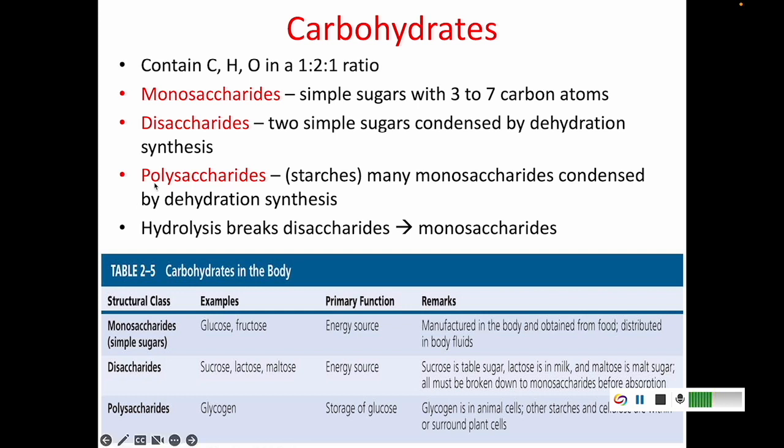If you put 2 monosaccharides together, you have a disaccharide. So 2 simple sugars that a dehydration synthesis reaction has put together. Our monomer here is a monosaccharide, and now we're starting to build them together as a disaccharide. Disaccharides would be things like sucrose, lactose, and maltose. Sucrose being ordinary table sugar, lactose being milk sugar, maltose being malt sugar.